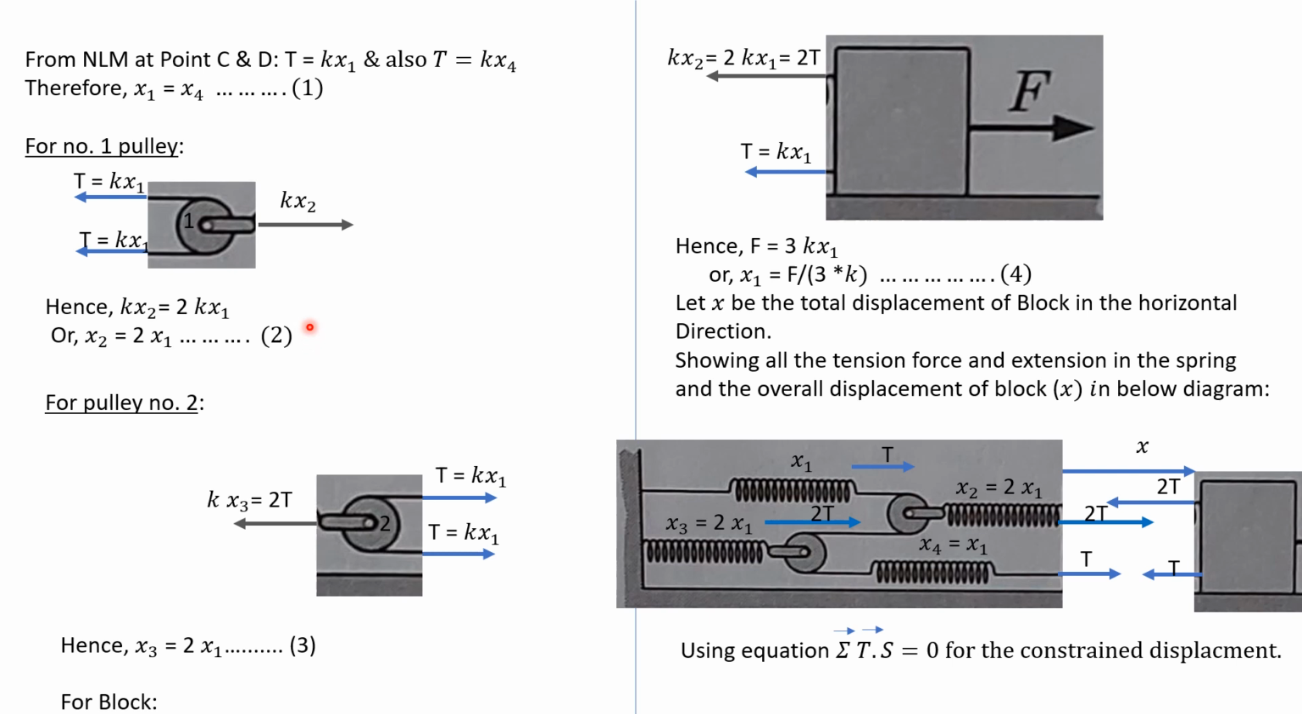This is number 2 equation. Similarly, we will go for pulley number 2. So pulley number 2, if you see this side is cord, and cord is having tension T, so Kx1, right? And here it is connected with the spring 3. The pulley is connected with spring 3. So this side it is acting Kx3, right?